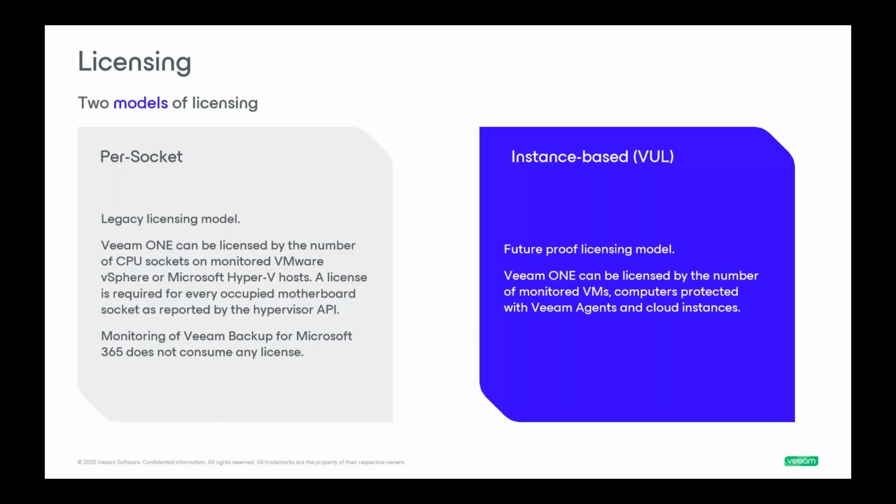If you're on socket-based licensing, you can migrate to universal licensing as well. Just need to talk to your customer success manager and we can get you information over there if that is something that is of interest to you.